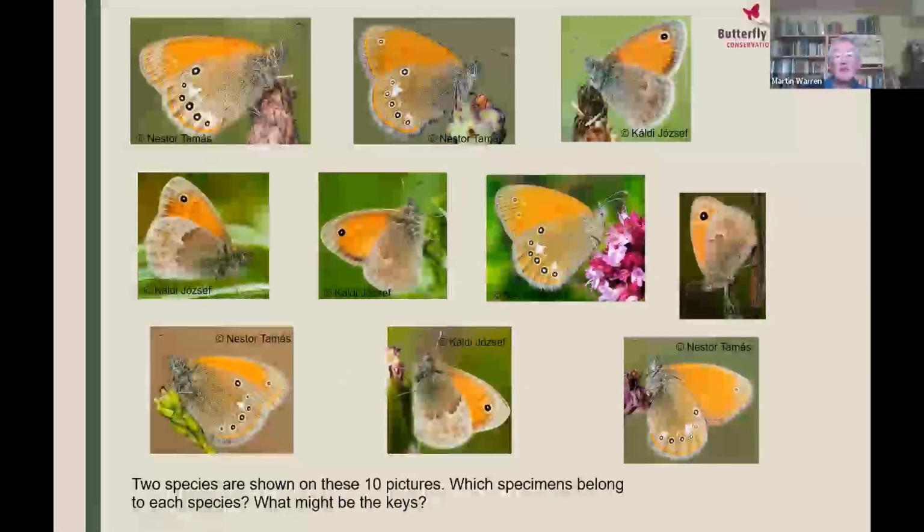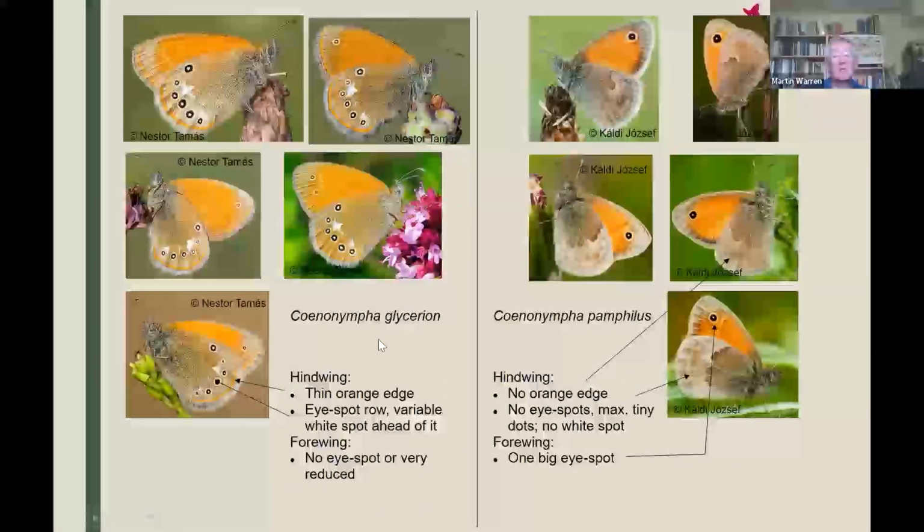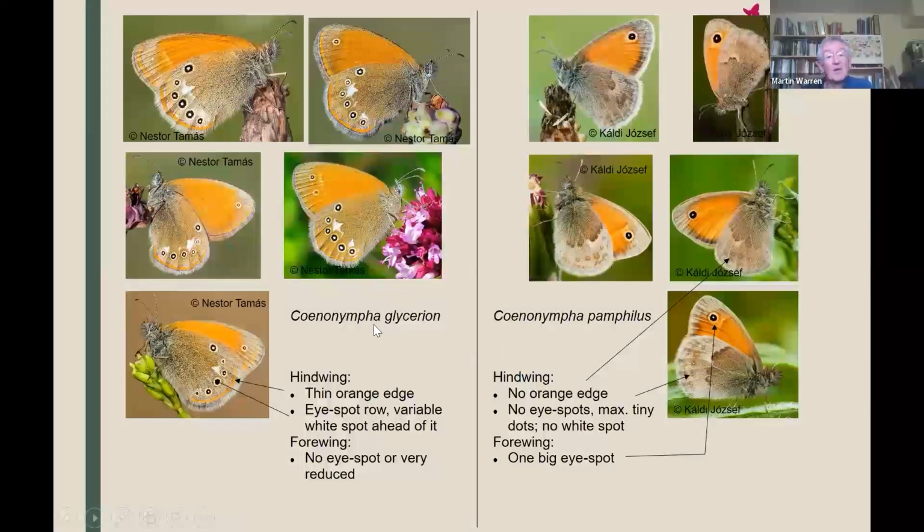And again, just to show you, one of the things you have to look at with these species is the spotting on the hind wing. And here there are two different species, one with spots and one without spots. And so you just get used to what bits of the butterfly to look at to identify it. And here's the two different species, both of which you'll get in Slovakia. This one, which has this very big row of spots on the hind wing, and this one, Coenonympha pamphilus, which doesn't.